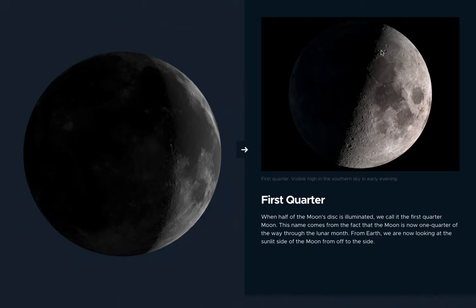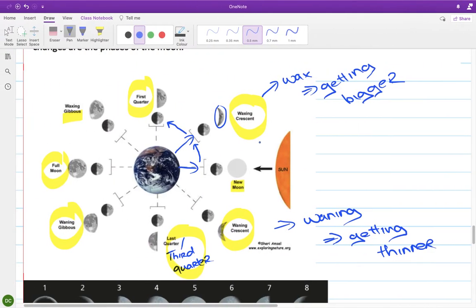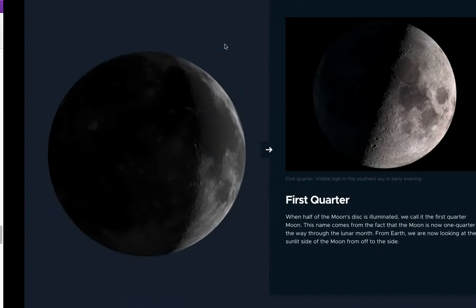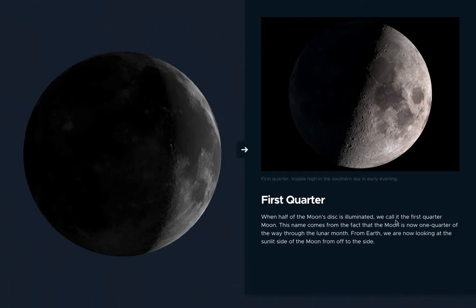Okay, so have a look in here. So half of the moon is illuminated. We're just looking at it from an angle. So look, here's us looking. We're looking this way at it, but half of the moon is being illuminated by the sun. Okay, we call it the first quarter because at that point the moon is a quarter of the way through its 27 days or its lunar month.